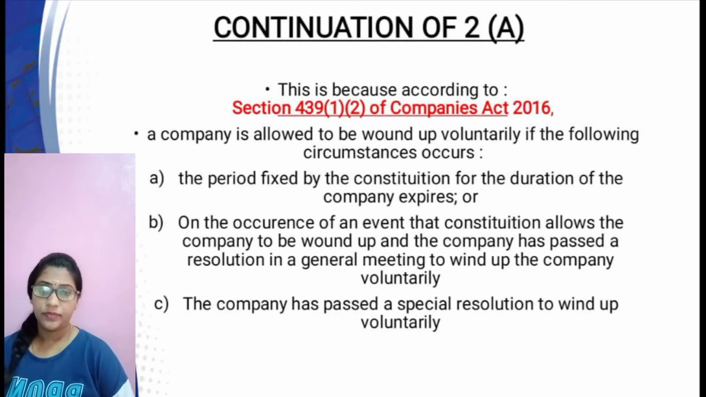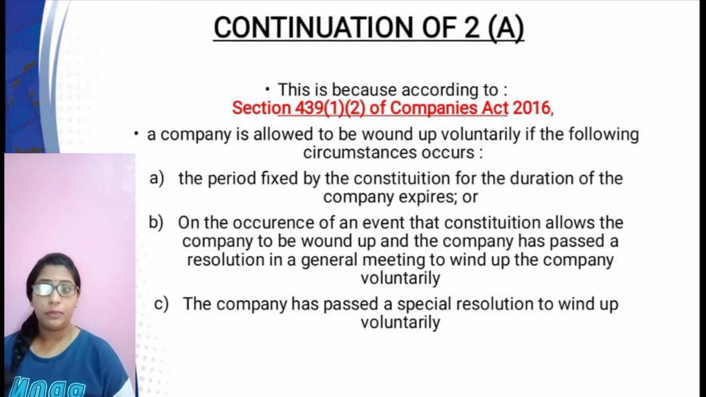Thank you, Pooja. I shall now move to our presentation, which is a continuation of question 2A, on slide 7. According to Section 439 subsections 1 and 2 of the Companies Act 2016, a company is allowed to be wound up voluntarily if the following circumstances occur.